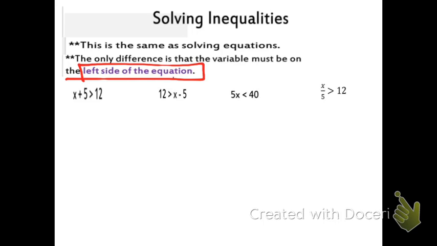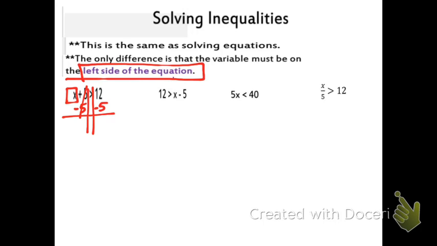So the first one says x plus 5 is greater than 12. So we're going to follow the exact same steps we did before. We're going to line up our inequality, in this case instead of an equal sign. And since this is an addition problem, we're going to subtract. Okay, we're going to subtract what number? 5. Okay, so we box our x because that's what we want by itself. And we're going to subtract 5 on this side, subtract 5 on that side, just like we've been doing.